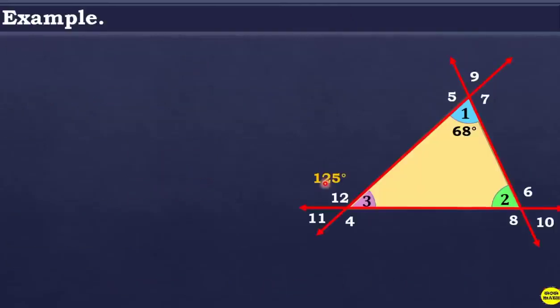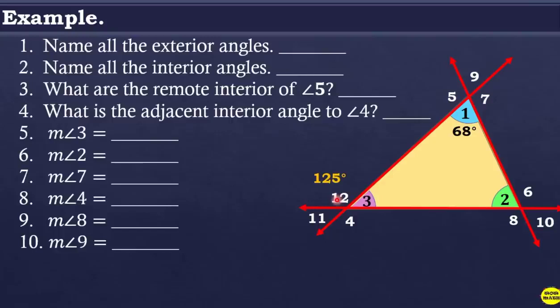Let's have an example. So I have here a given triangle with the given measure, which is 125 degrees for angle 12. Now let us fill in the blank with the correct angle or measure. So for number 1, name all the exterior angles. So we have angle 5, angle 7, angle 6, angle 8, angle 4, and angle 12.